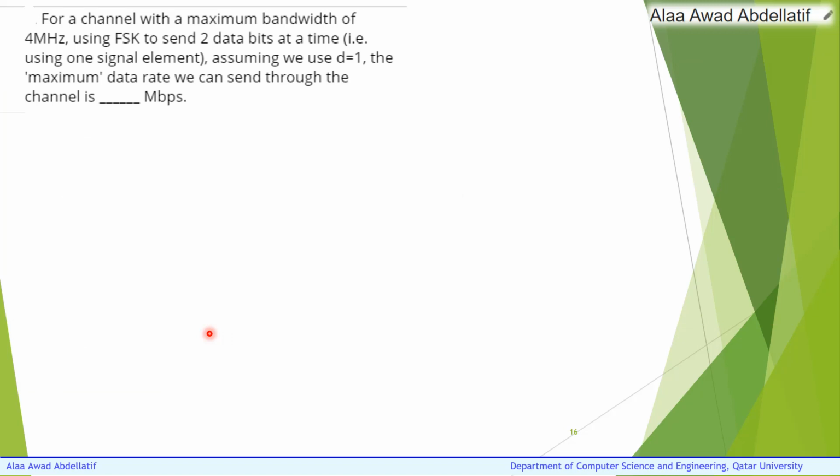For a channel with maximum bandwidth 4 megahertz using FSK, frequency shift keying, to send 2 bits at a time. What do we mean by sending 2 bits at a time? It means r equals 2. The bandwidth is 4 megahertz, and I'm using FSK with d equal to 1. What's the maximum data rate? I'm asking in megabits per second, so take care that you don't calculate it in kilobits or in bits per second.